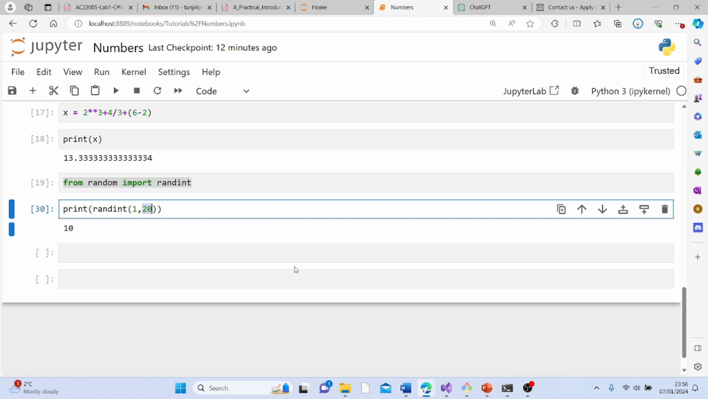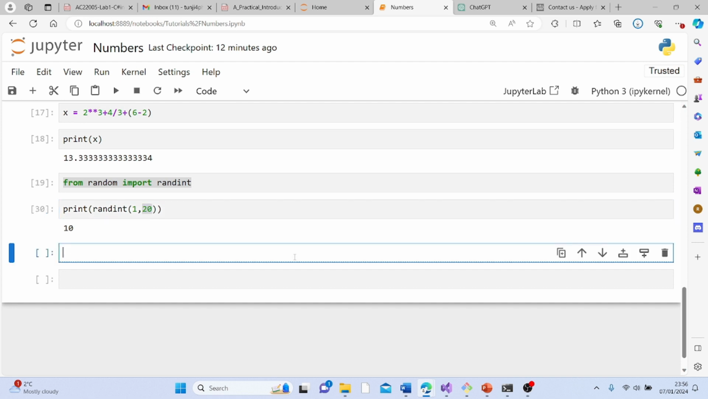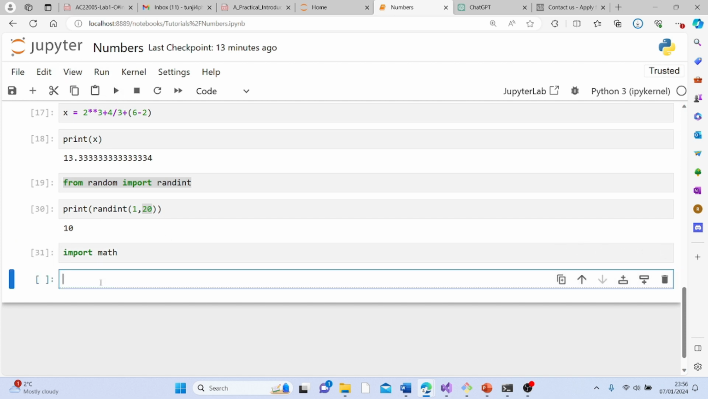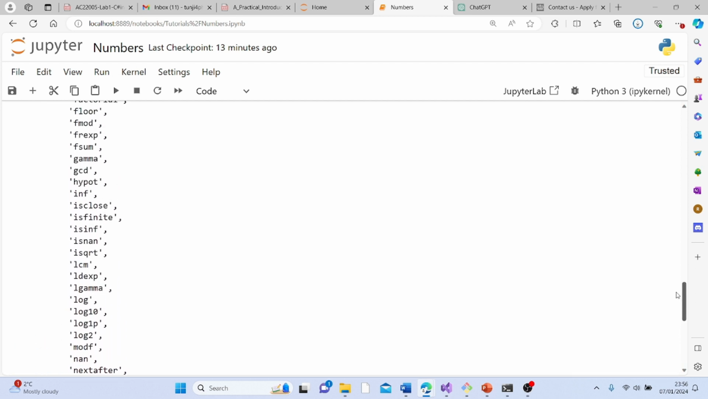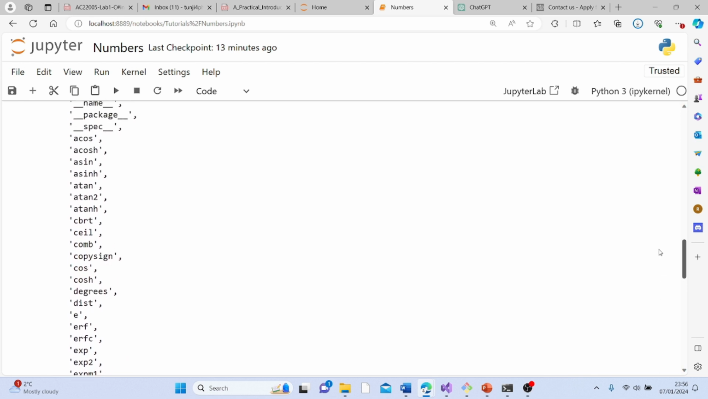So also we have a module, we call it the math module, which provides for us math functions that we can use in Python. Let's say import math. Let me import math first. So this is the math module. Let's check the functions that we can use in that module. You can see there are lots of functions that you can use in this math module.